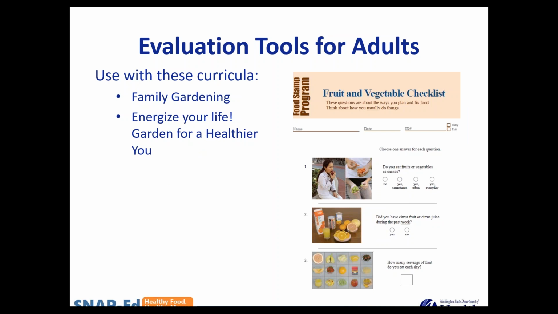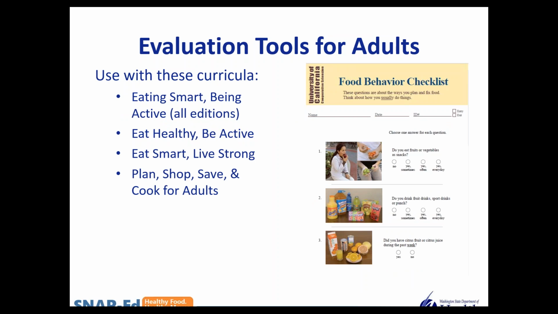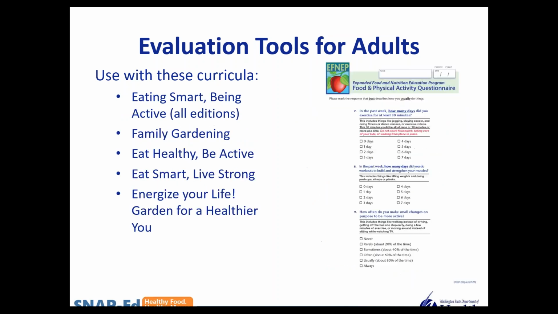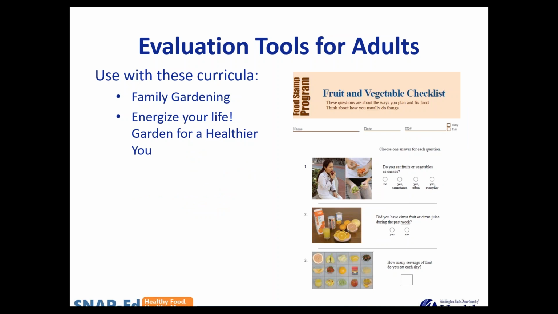We are still waiting to get this in our office. So if you don't have this right now, feel free to use the food behavior checklist until this arrives, or if you don't have either, that's okay too. Hold off until they come. But for these 2 curricula, please use the fruit and vegetable checklist and the food and physical activity questionnaire from FNEP.